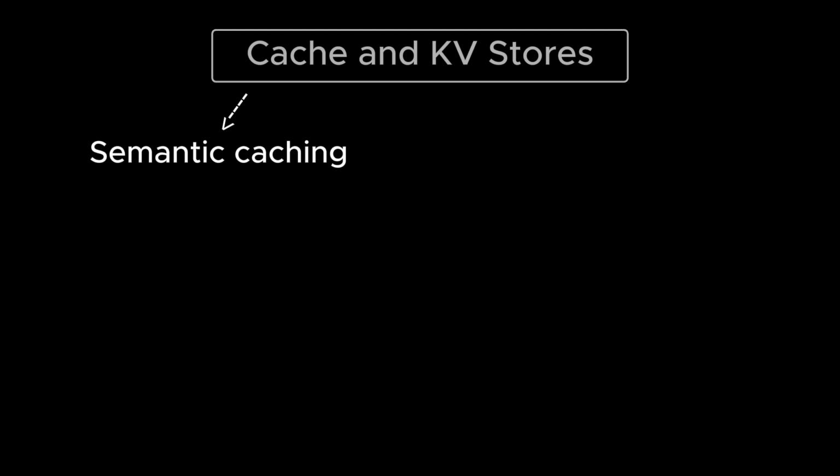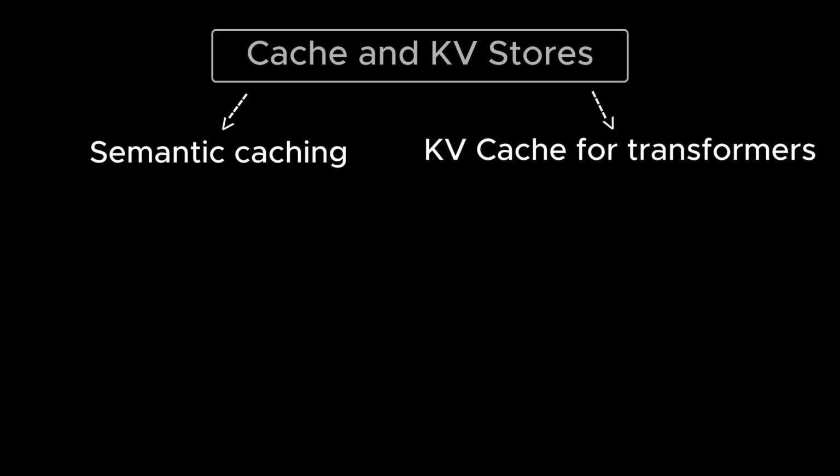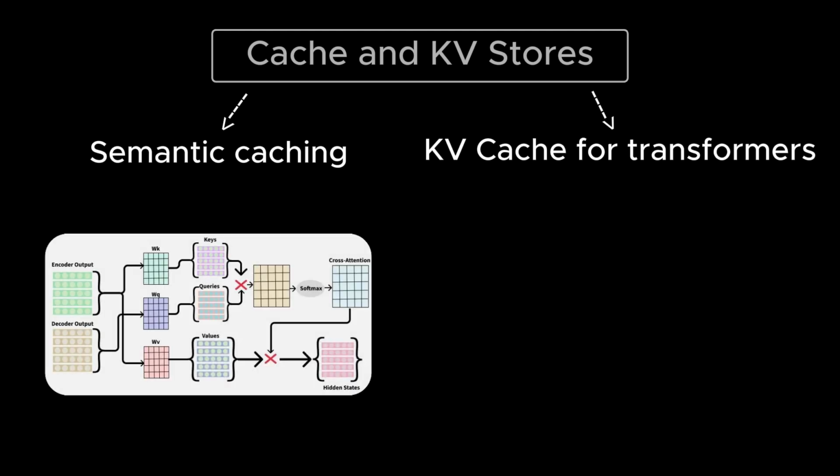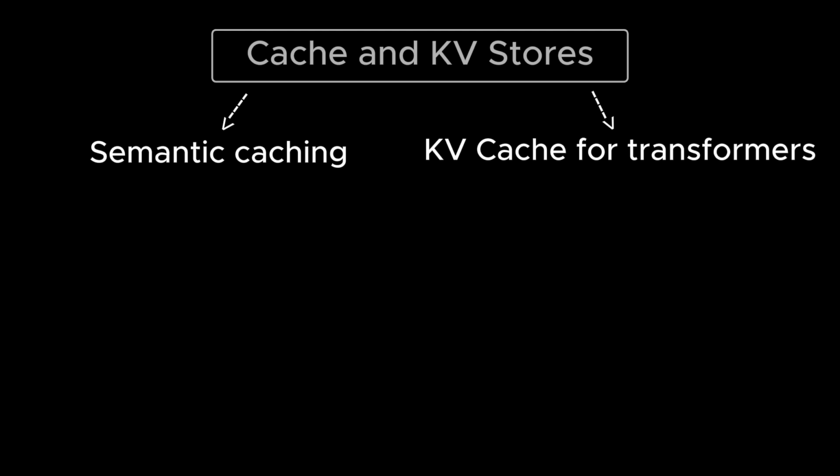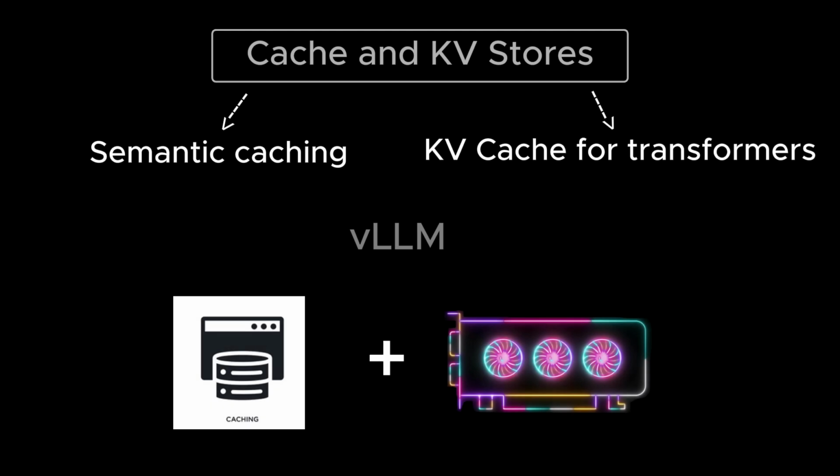Now, this is more technical. Transformer models use an attention mechanism that generates key-value pairs for every token. During long conversations, recomputing all of this is wasteful. Modern inference engines like vLLM manage a KV cache in GPU memory to speed up multi-turn conversations dramatically.